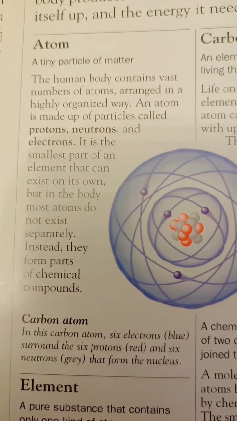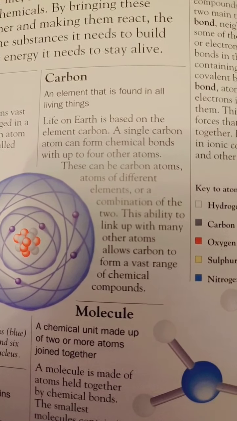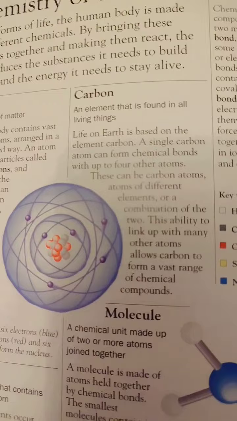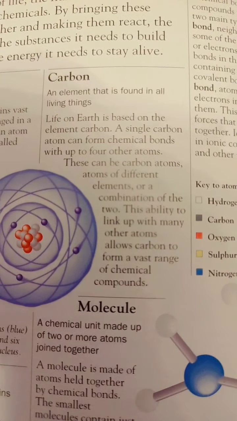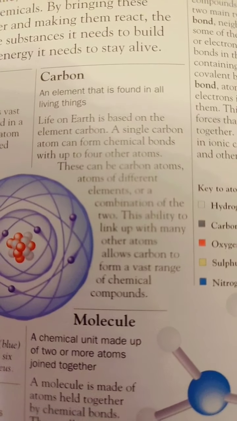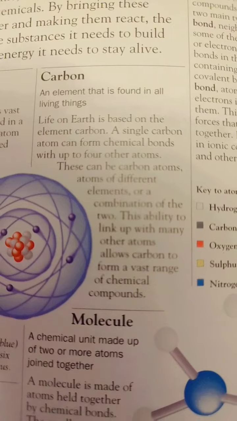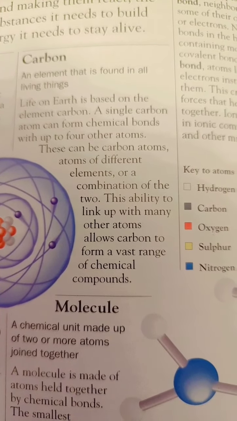But in the body, the most common element we have is carbon, an element that is found in all living things. So life on earth is basically based on the element carbon. A single carbon atom forms chemical bonds with 4 other atoms, and they can be carbon atoms, atoms of different elements, or a combination of the two. The ability to link up with many atoms allows carbon to form a vast range of chemical compounds.